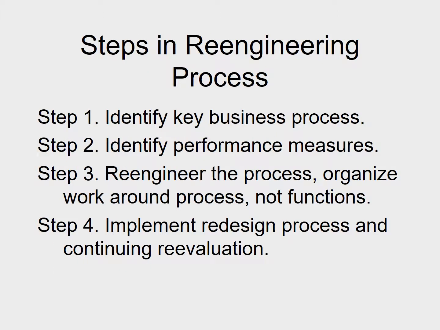So the steps in a re-engineering process start with identifying all the key business processes. So basically go through and create an open systems model of the organization. Identify what's currently being measured as performance and what are the key goals that need to be measured and improved. We then re-engineer the process and organize work around the processes, not the functions. So what are the key processes and how do we actually redesign work, not on individuals doing a particular function, but grouping them into the larger processes that are getting to those performance goals. And then implementing the redesign process with continued reevaluation.